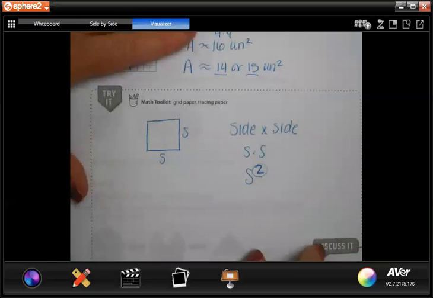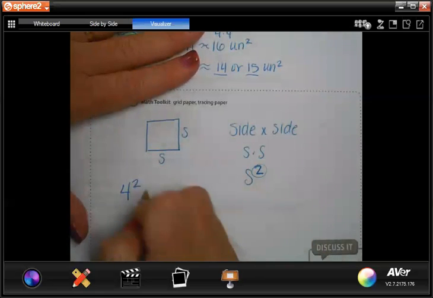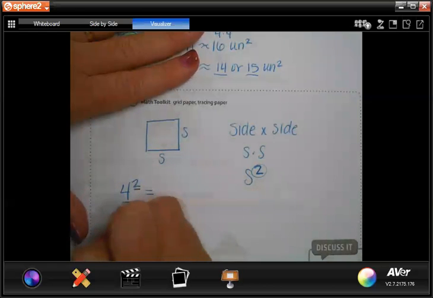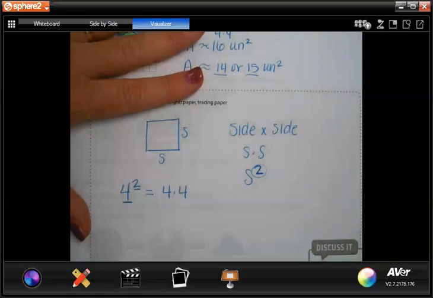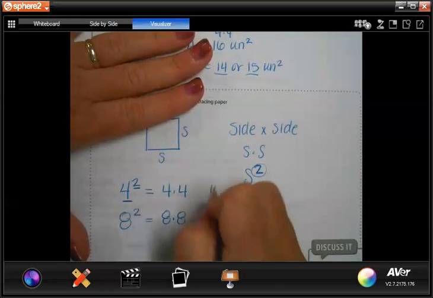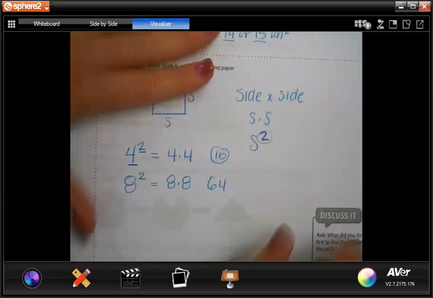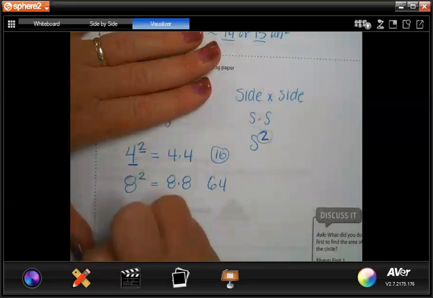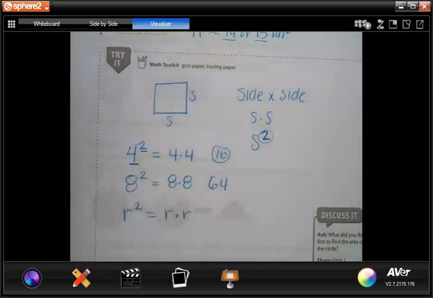Really quick, to go through that with you, if I have 4 squared, this is the exponent and that's the base. So this is 4 times 4. If I have 8 squared, that is really 8 times 8. And this is 16, obviously, and this is 64. The same thing works for variables. If I have r squared, what that really means is r times r.